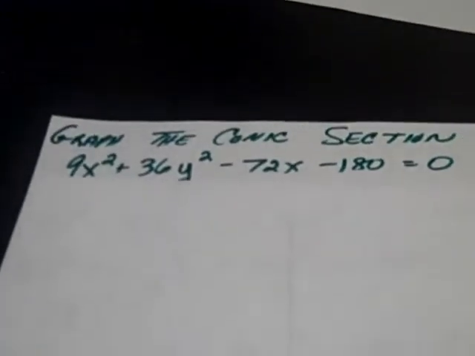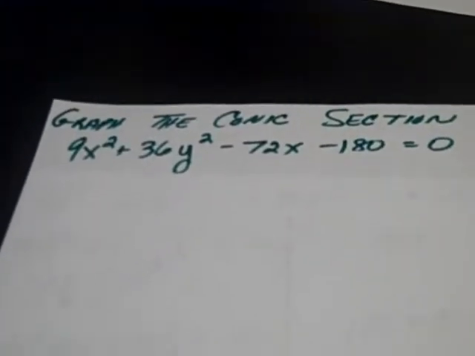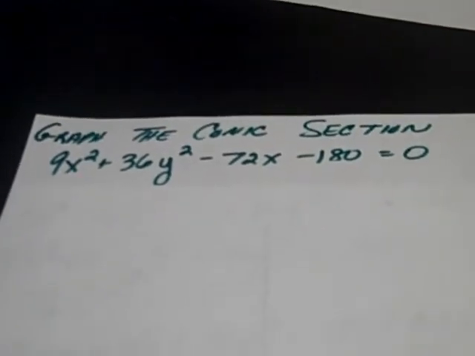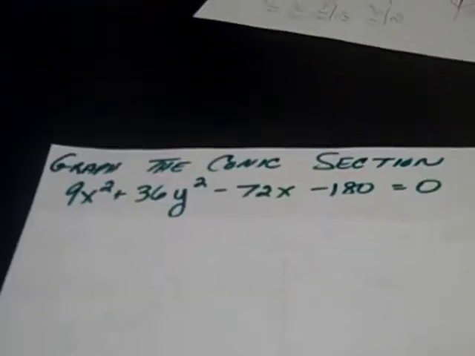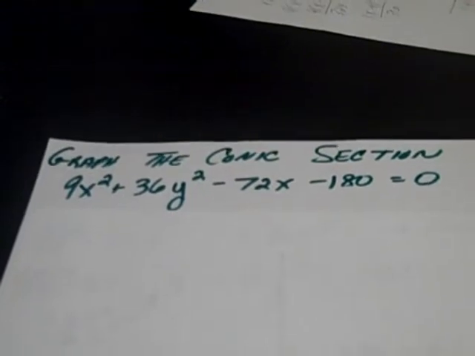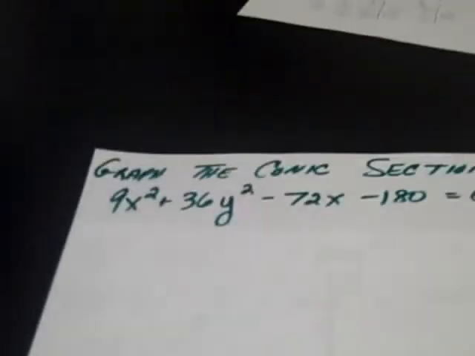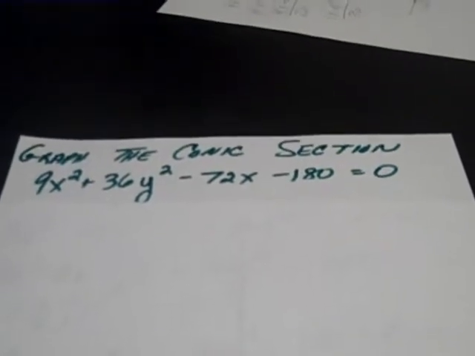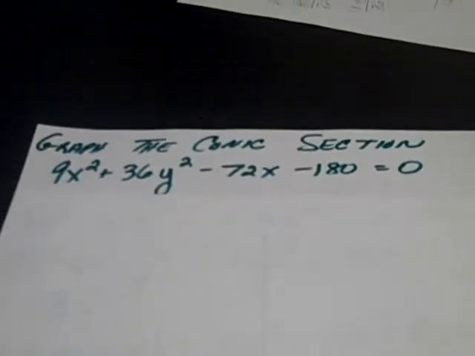The first problem is we want to graph the conic section defined by the equation 9x squared plus 36y squared minus 72x minus 180 is equal to 0. That's not written in standard form, so over the course of the next few minutes, we're going to get that written in standard form. We're going to graph it, we're going to find the foci, and we're going to point out some possibilities for follow-up questions.